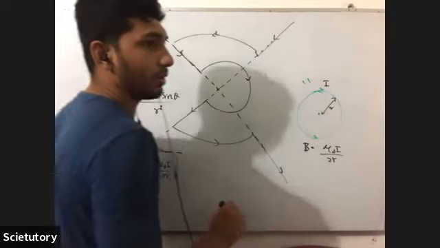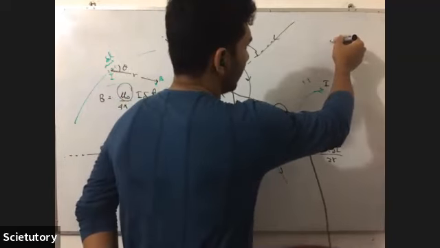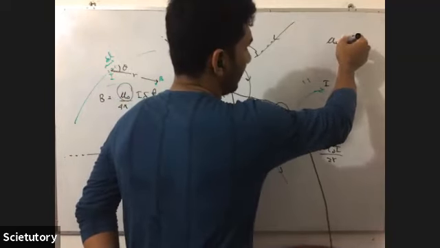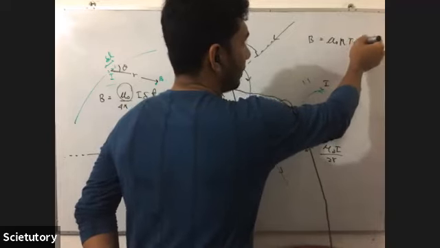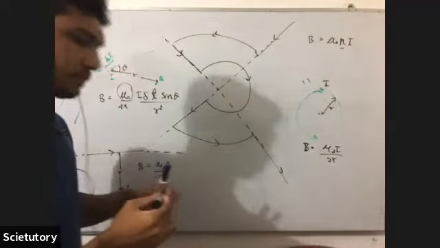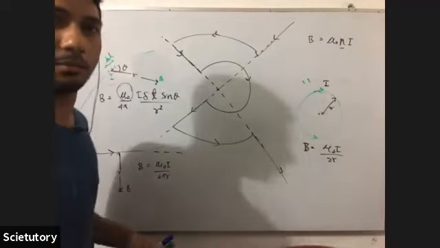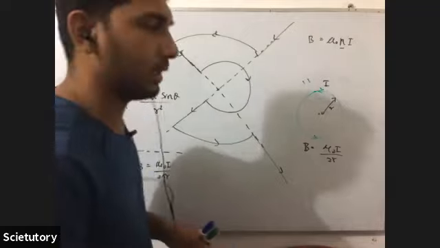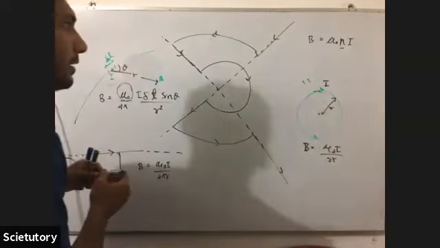So what else do you have? A solenoid: along the axis of a very long solenoid, what's the equation? Mu naught N I. What is N here? N is the number of turns per unit length.